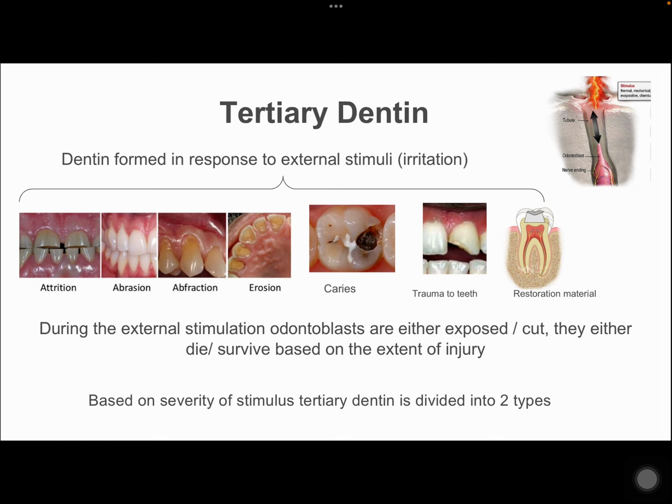The stimulus can be thermal, mechanical, evaporative, or chemical. A few examples include attrition, abrasion, abfraction, erosion, and caries to the teeth, and trauma to the tooth, or irritation from the restorative materials are some of the external stimuli which cause irritation to the tooth structure.